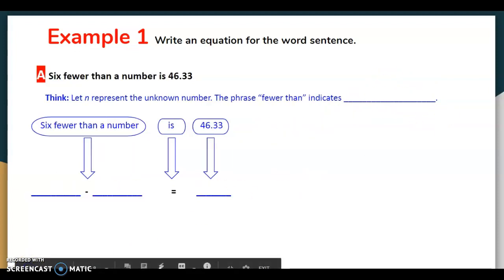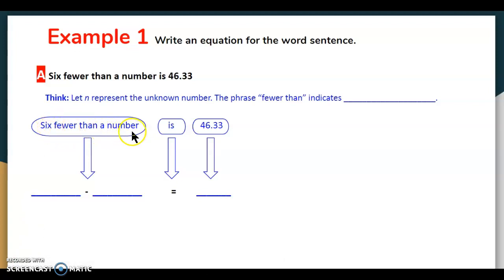So then right here they want you to put 6 fewer than a number. Remember, this one's tricky. This one's the one where they trick you. Is 46 33/100. And did we write subtraction? Fewer than represents subtraction. We should have written n minus 6 equals 46 and 33/100.